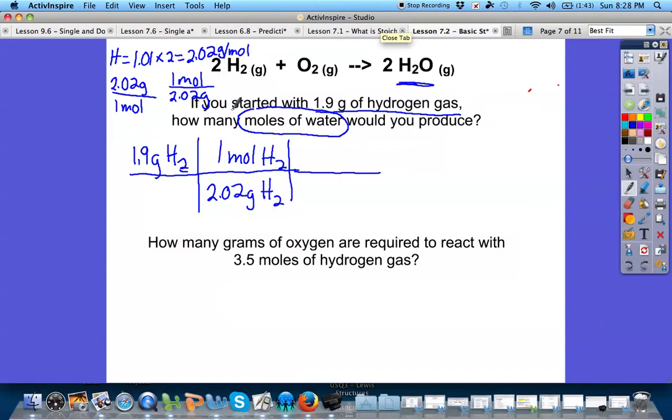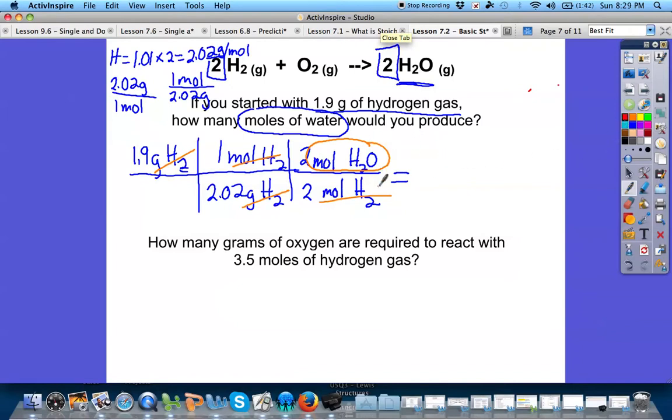The coefficients tell us the number of moles. So we have 2 moles of hydrogen gas, and we also have 2 moles of water. So now if we go back, we can cancel out our grams of hydrogen, our moles of hydrogen, and we're going to be left with moles of water, which is what we want.